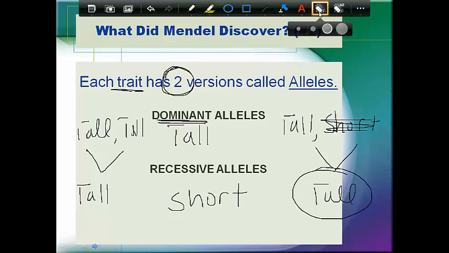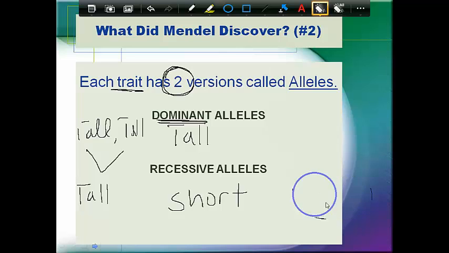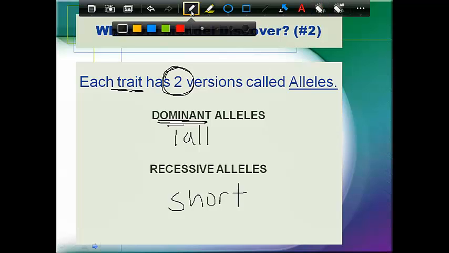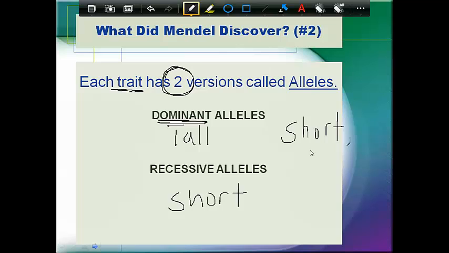The other interesting thing that happens, besides the covering up, is remember, we can get that short allele to appear if we've got two short versions. So if a plant is short, it will look short.